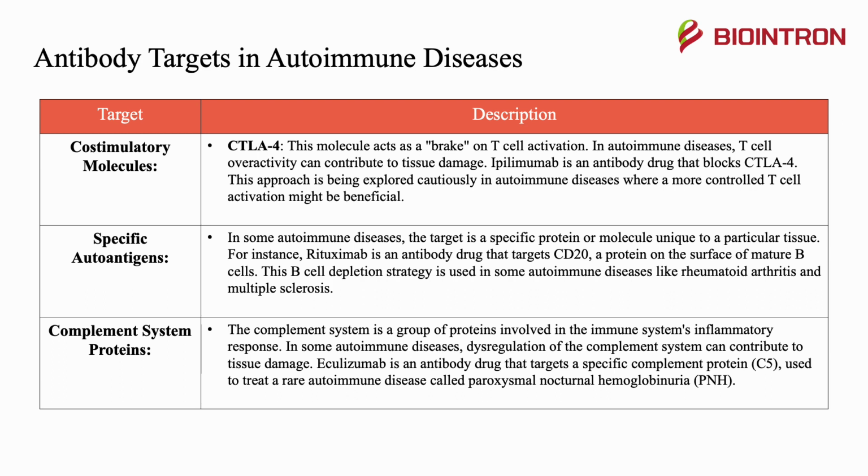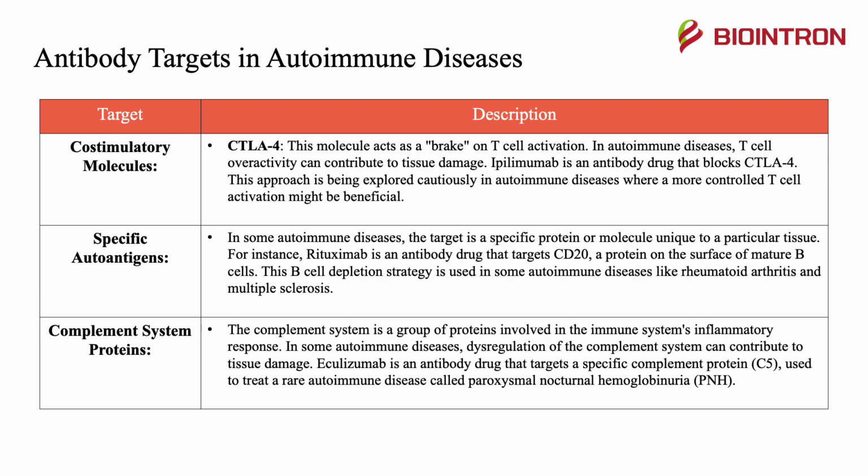In some autoimmune diseases, the target is a specific protein or molecule unique to a particular tissue. For instance, rituximab is an antibody drug that targets CD20, a protein on the surface of mature B cells. This B-cell depletion strategy is used in some autoimmune diseases like rheumatoid arthritis and multiple sclerosis.